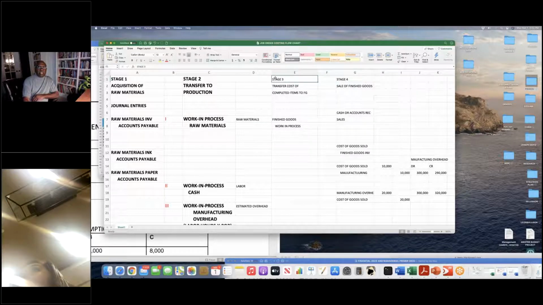In stage 3, that's where we finalize the items and we transfer them to finished goods. So that's our goal, to get them finished. So in this stage, once we finish the items, we're going to debit finished goods and credit work in process.